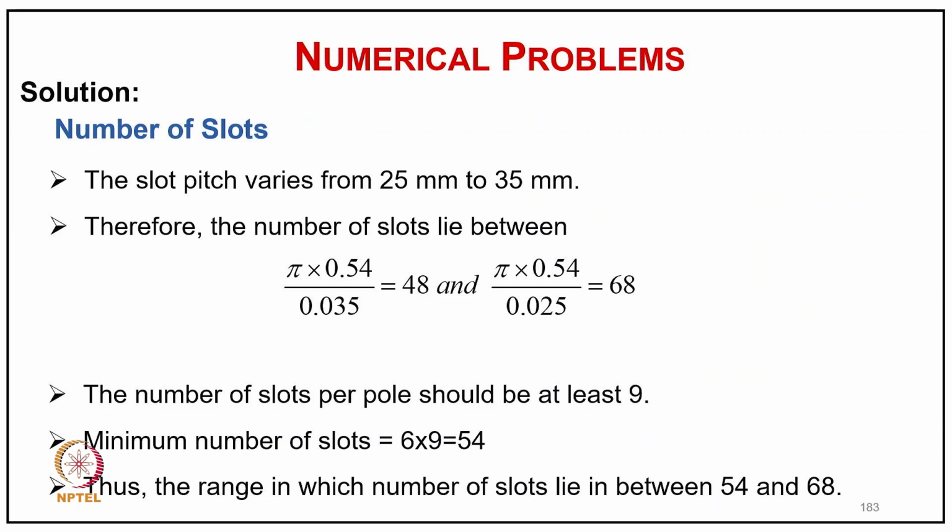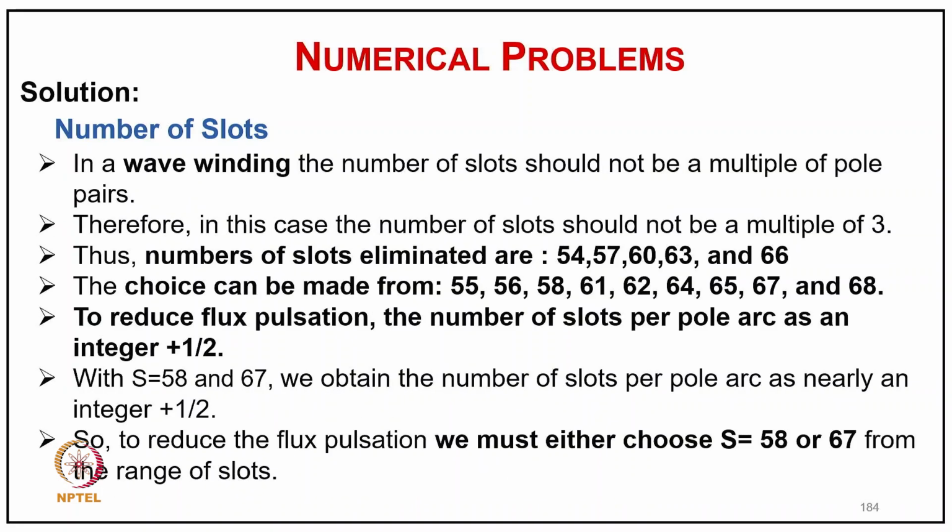Now the slot pitch varies from 25 to 35 millimeter. Therefore, the number of slots lies between the two values, 48 to 68. So the number of slots per pole should be at least 9, and the minimum number of slots should be 6 into 9, 54. That's the range in which the number of slots lies, 54 to 68. Now in the wave winding, the number of slots should not be a multiple of the pole pair.